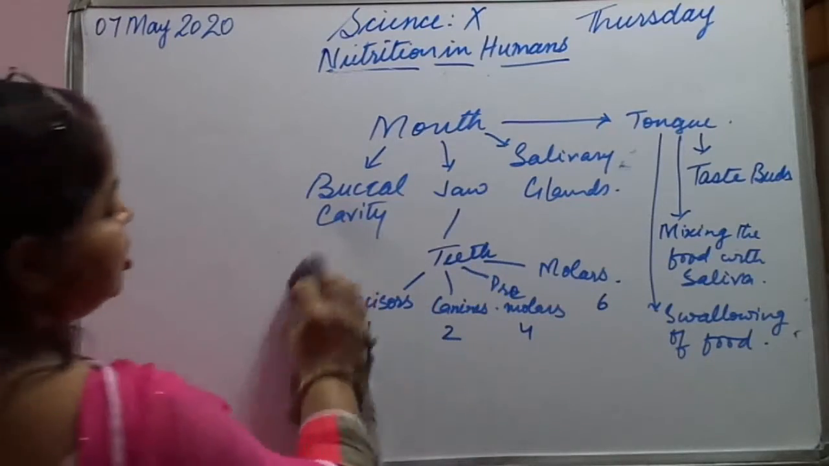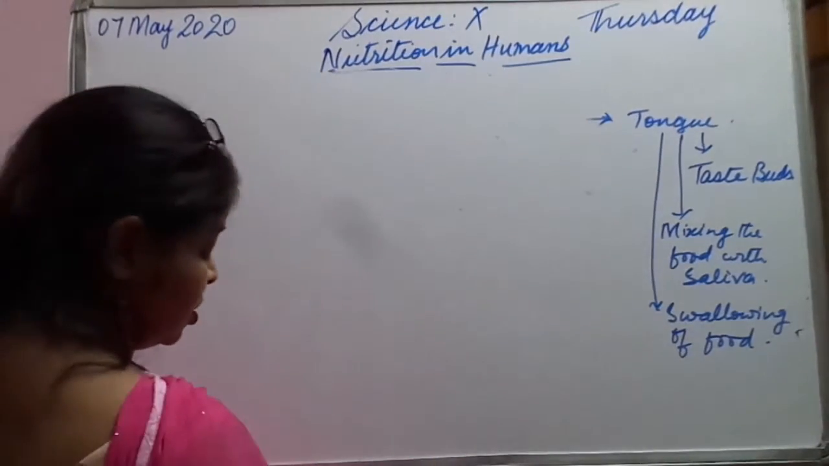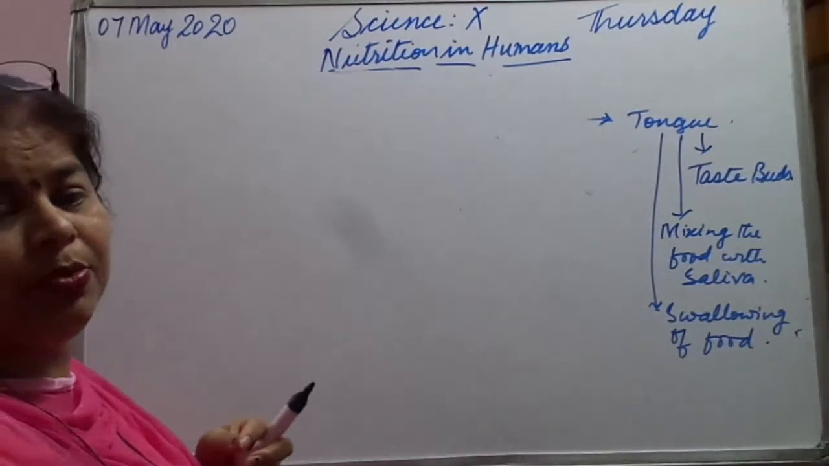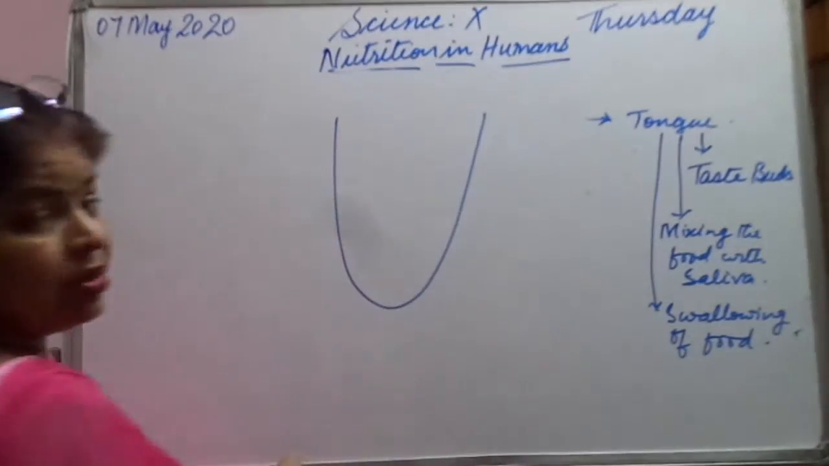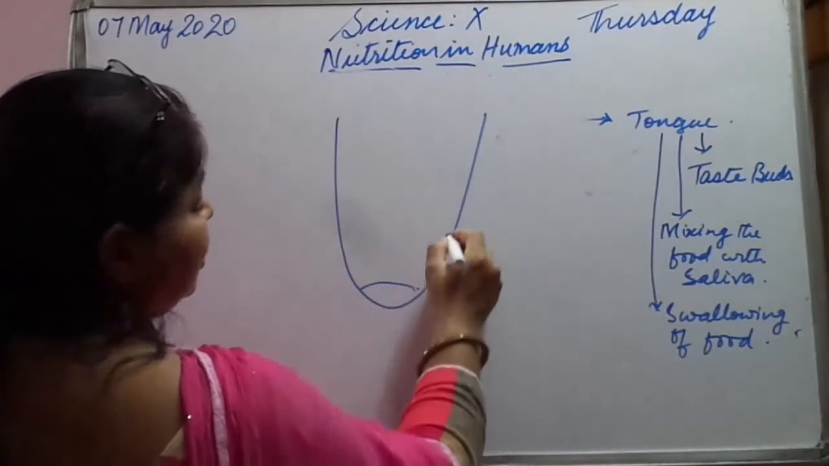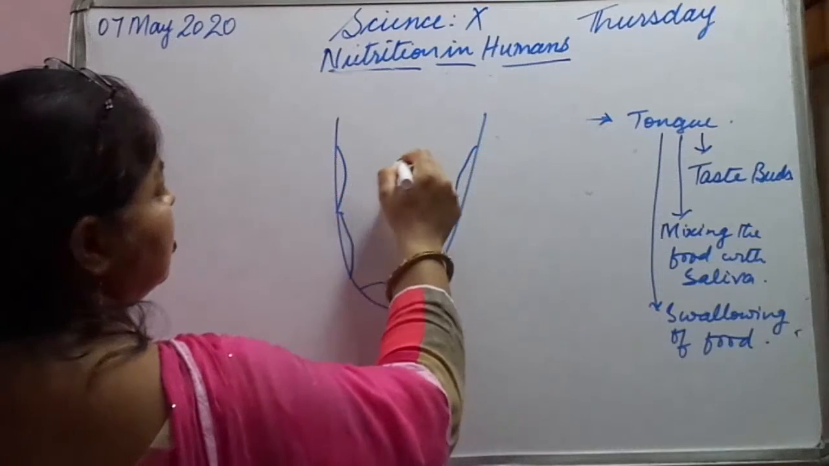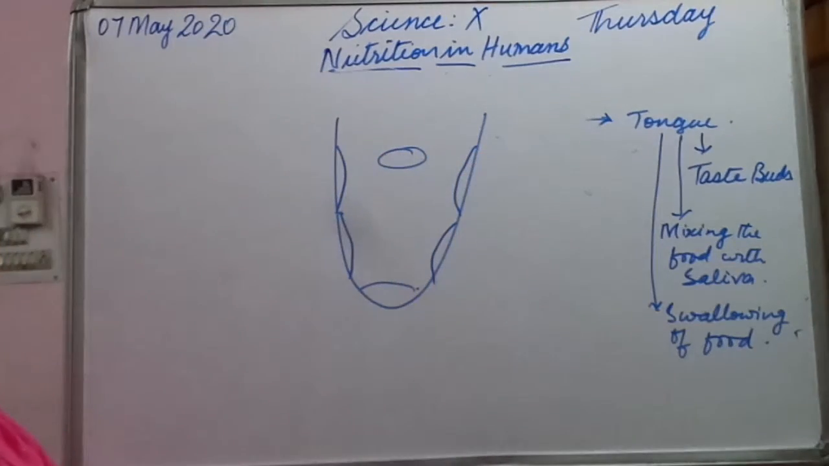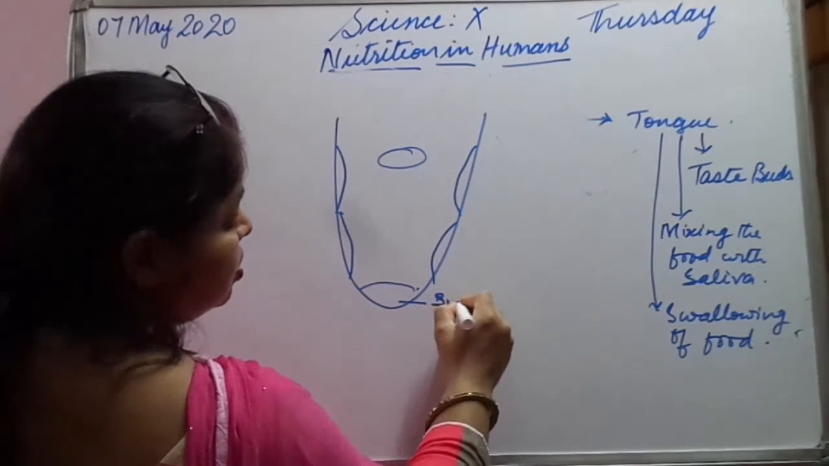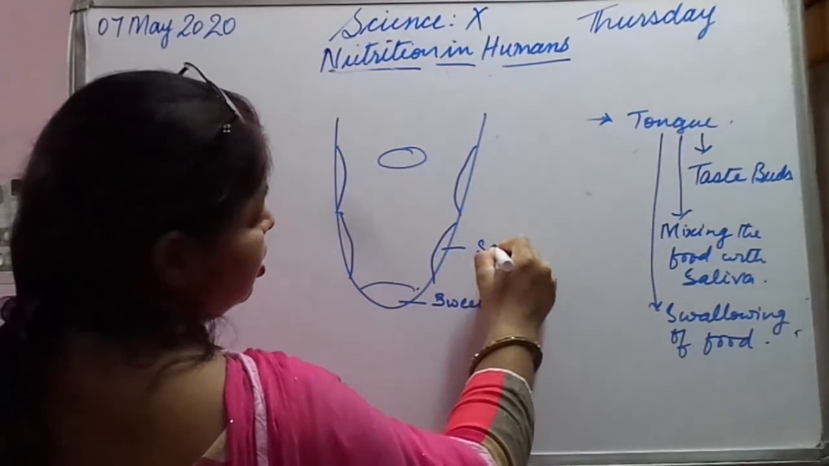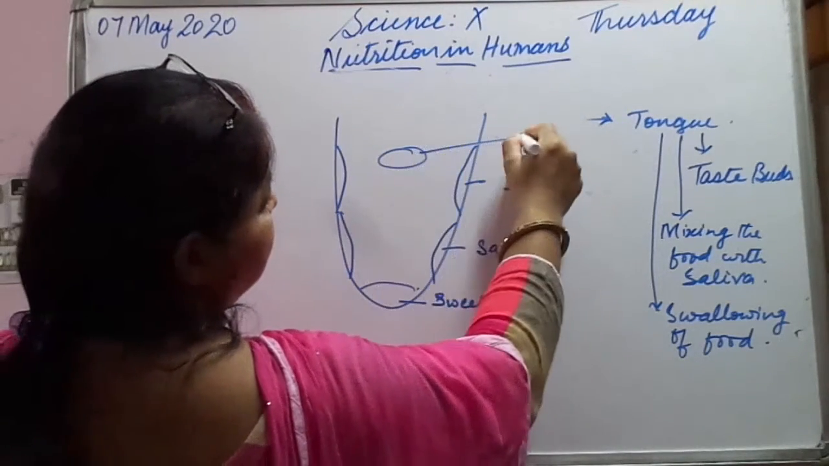So let us now continue with the tongue. The tongue contains taste buds. See, this is the structure of the tongue. These are the various zones where the food can be tasted. Taste buds are there: sweet, salty, sour, and bitter.